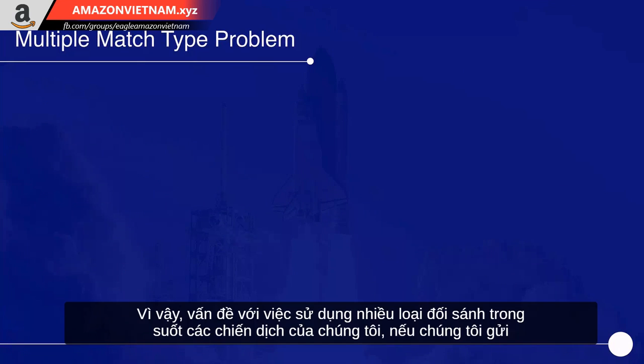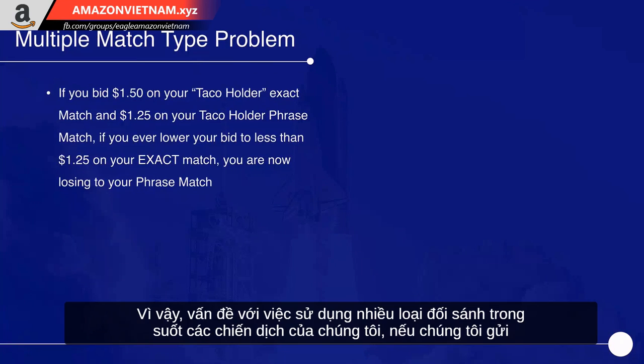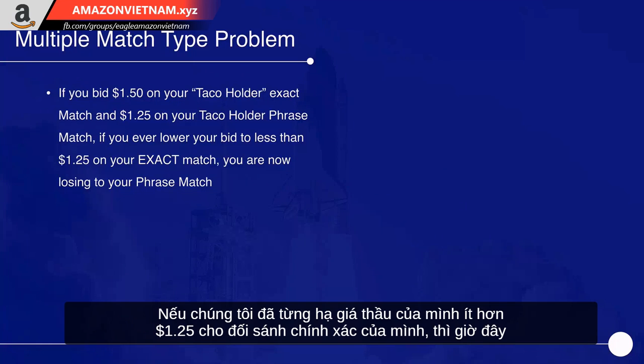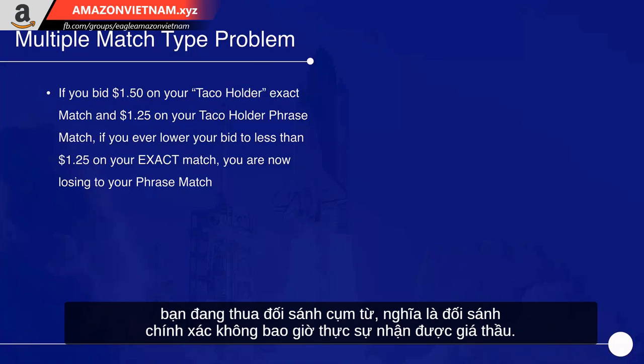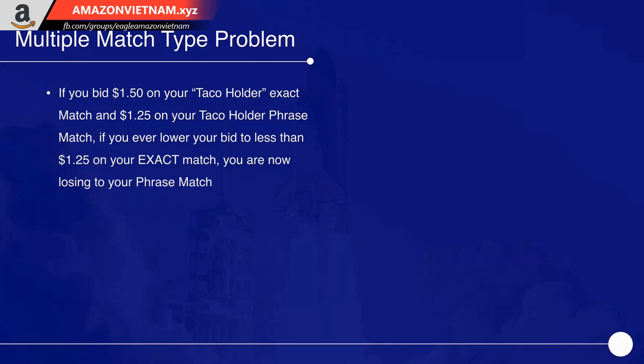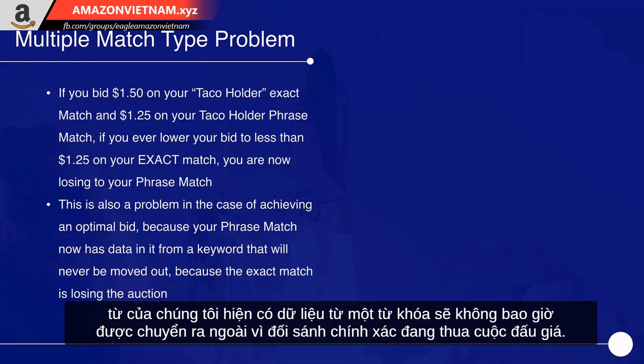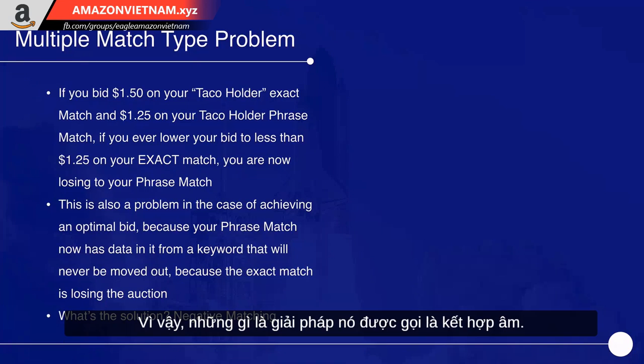So the problem with using multiple match types throughout our campaigns, if we were to bid $1.50 on taco holder as an exact match keyword and $1.25 on taco holder as a phrase match keyword, if we were ever to lower our bid to less than $1.25 on our exact match, you are now losing to phrase match, meaning the exact match never actually receives the bid you've set. This is also a problem in the case of achieving an optimal bid on our exact match keyword, because our phrase match now has data in it from a keyword that will never be moved out, because the exact match is losing the auction. So what's the solution?